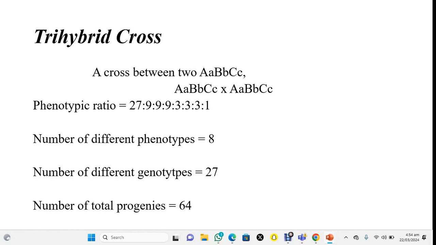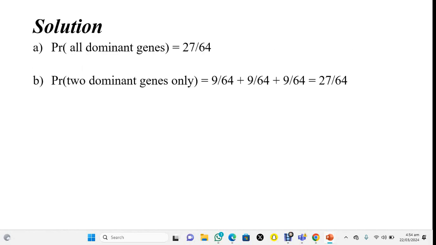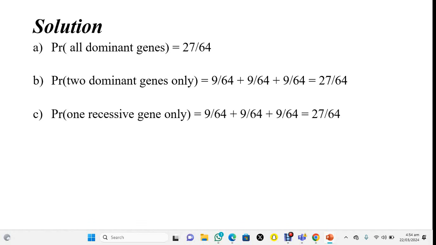And in probability, "or" means addition. So you're going to have 9 over 64 plus 9 over 64 plus 9 over 64. So that will give us 27 over 64. So in the calculation here, we have 9 over 64 plus 9 over 64 plus 9 over 64, which will be 27 over 64.